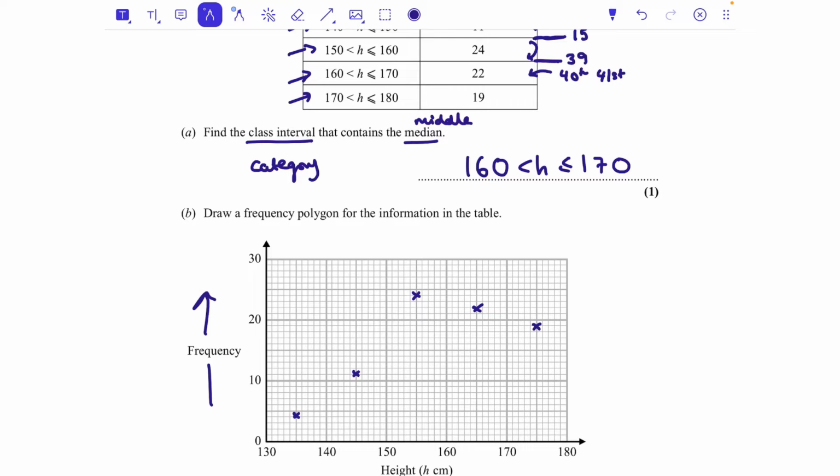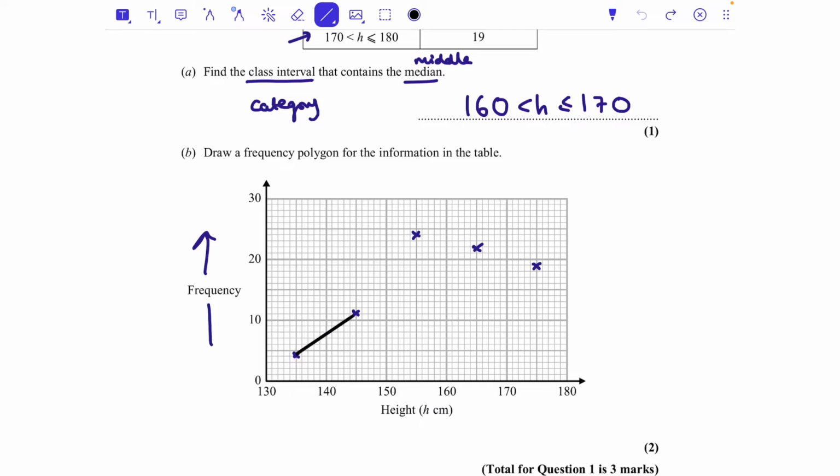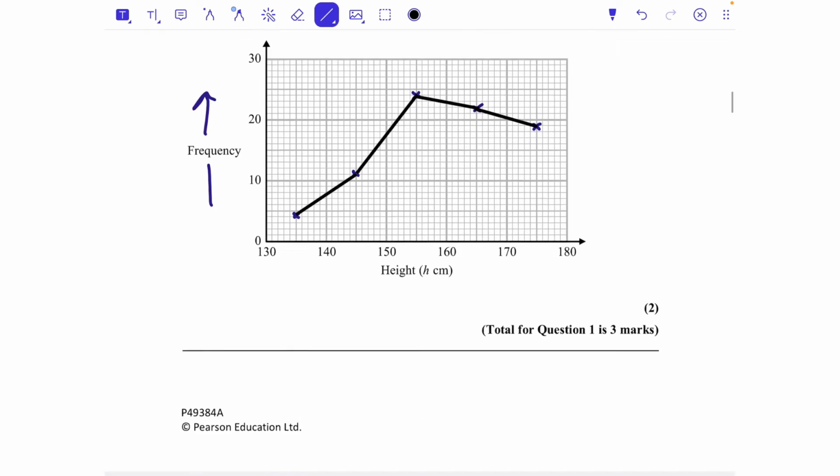Now, all we do then is get our ruler and we join them up with straight lines. So from 135, that coordinate there, to that one there. And I normally like to tell my class it looks a little bit like a shark fin, although this one maybe not so much, but there we go. Plotting in the middle of the categories and joining them up. Don't join the last point to the first point and don't need to connect it to the origin. That is how it looks.